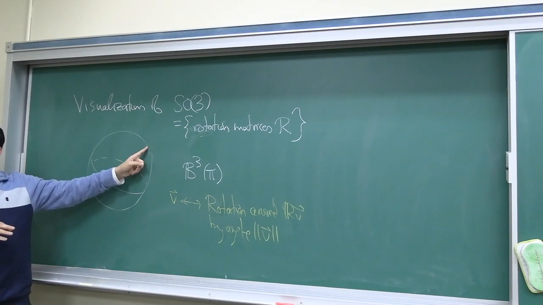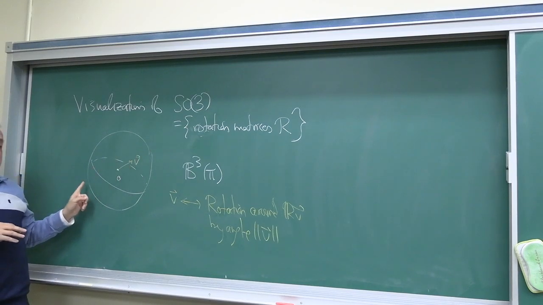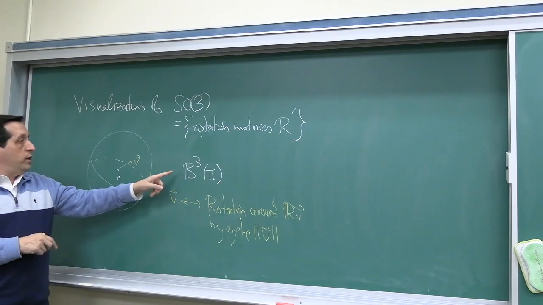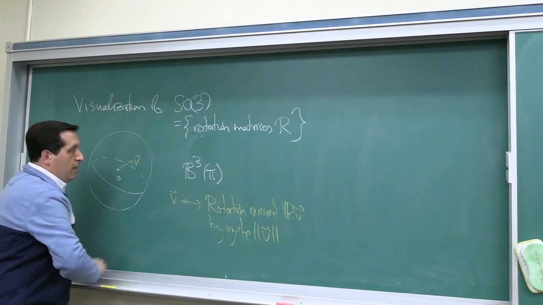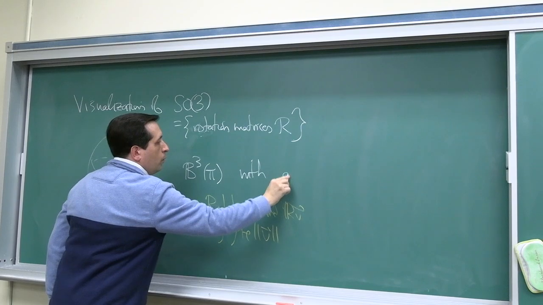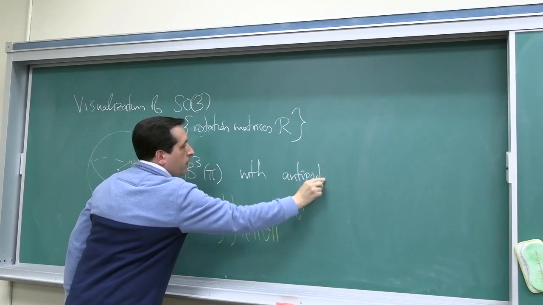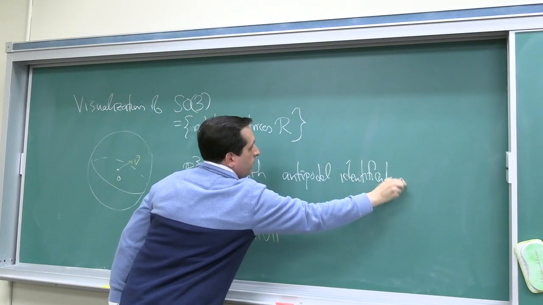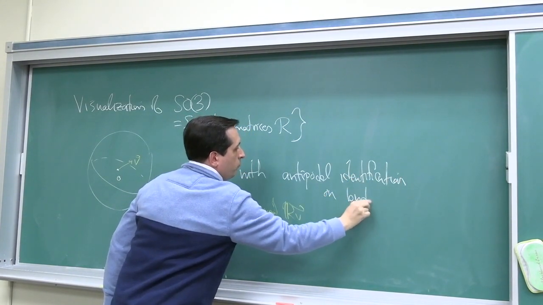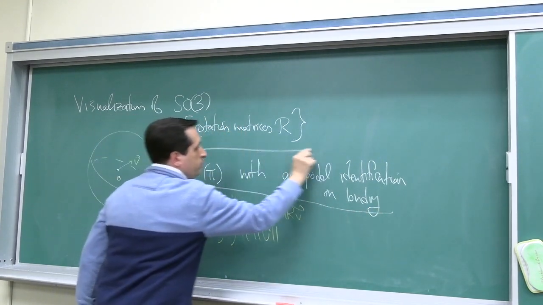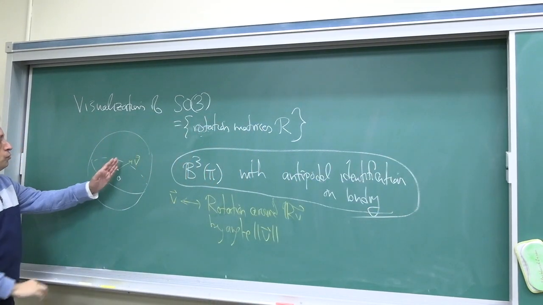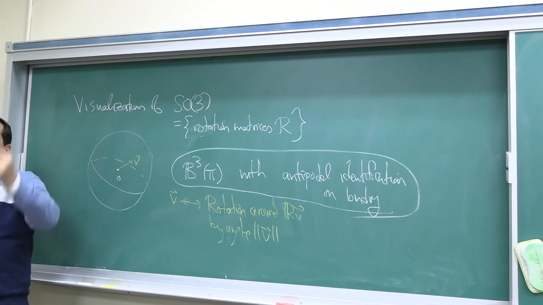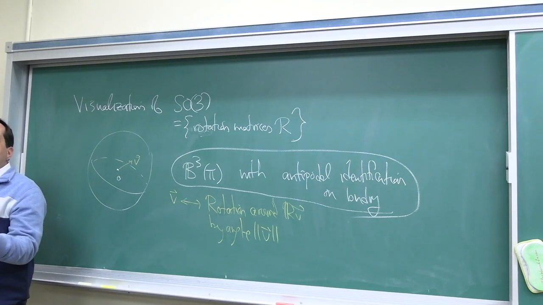Now what happens if you rotate by pi? Well, that's the same thing as rotating by minus pi in terms of the end effect. So what you do is you take the solid ball and then you identify what we call antipodal identification on the boundary. So as you move towards the edge, it's like you're rotating more and more. But if you get to the end, then you can pop out from the other side and then keep going.